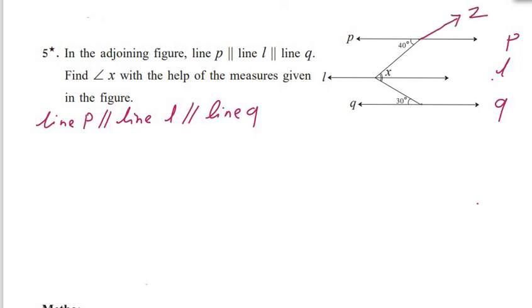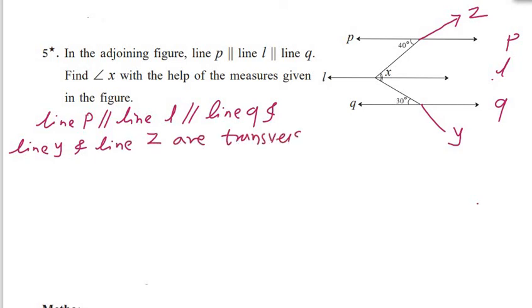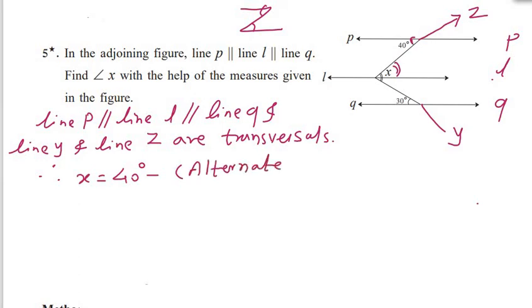Okay, and suppose I write here Y. Okay, and line Y and line Z are transversals. Okay, they are transversals. Now see here, if this line is parallel to this line, this is 40, then this x is also 40 because Z means alternate angles. Okay, and therefore I write here x is equal to 40 degree because alternate angles. Okay, x is equal to 40 degree.